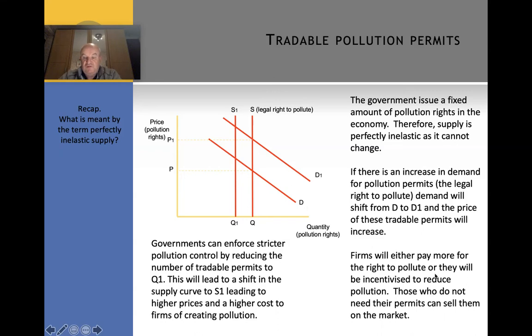If they do want to, as we said before, firms will either have to pay more for the right to pollute, or hopefully, more importantly, be incentivized to reduce that pollution. And for those who don't need their permits, they can sell them on the market. So it seems to make some sense, this, although it might seem a bit weird that you're not actually rewarding businesses for polluting. What you're doing is incentivizing them to reduce their pollution. And if they do that, they can get an incentive of some cash by selling back some of those pollution permits, if that makes sense.